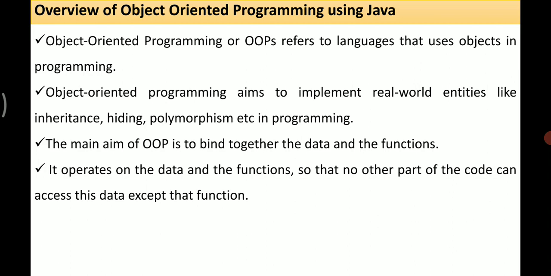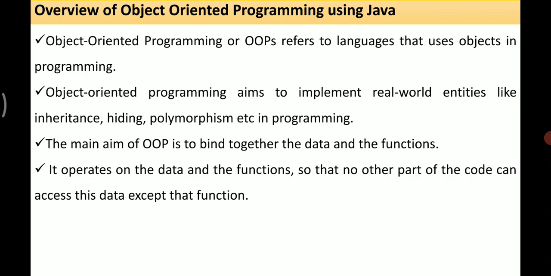Object-oriented programming, or OOPS, refers to languages that use objects in programming. While we are programming, we use objects, and those kinds of languages are referred to as object oriented programming. It aims to implement real world entities like inheritance, hiding, and polymorphism. To implement all these object oriented concepts, we use object oriented programming.